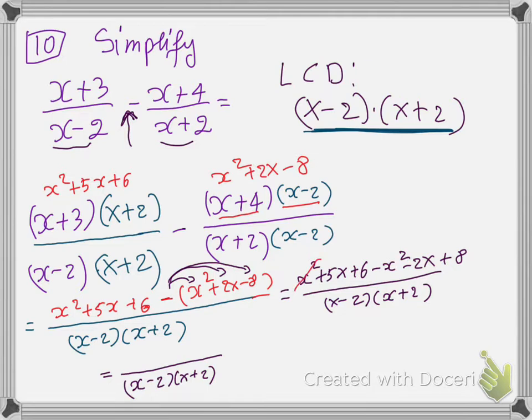x squared minus x squared will give us 0. 5x minus 2x is 3x. 6 plus 8 is 14. Okay, so we simplified it.